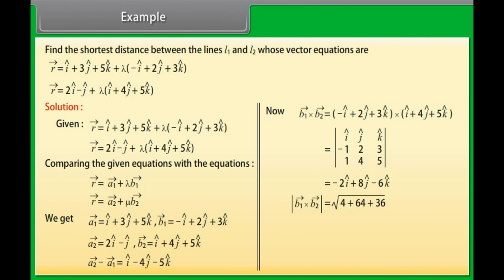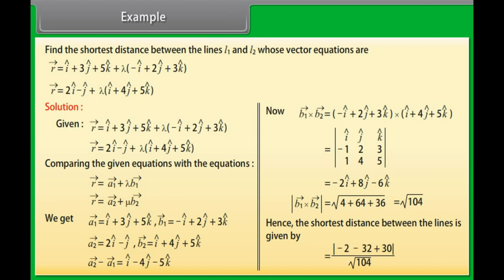Modulus of cross product of vector b1 and vector b2 equals square root of 4 plus 64 plus 36 equals square root of 104. Hence, the shortest distance between the lines is given by modulus of minus 2 minus 32 plus 30 by square root of 104, which equals 4 by square root of 104.